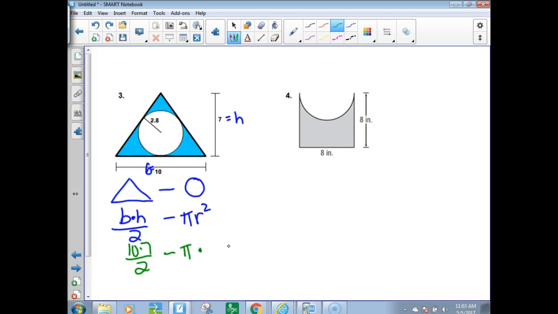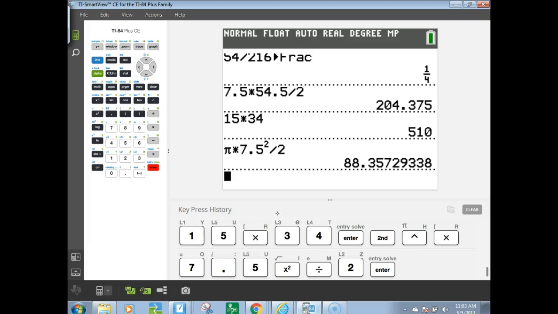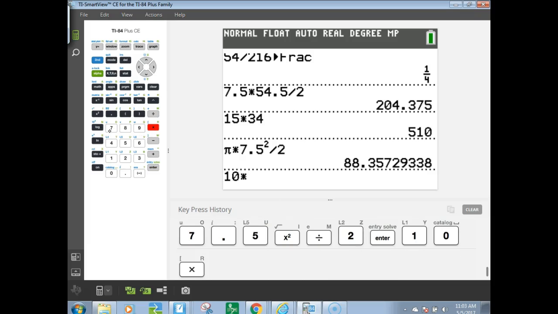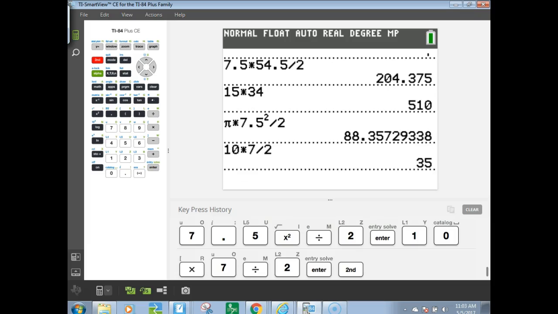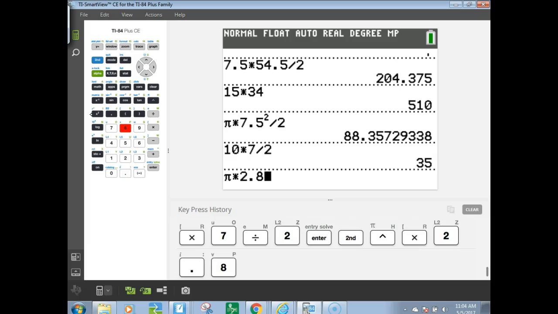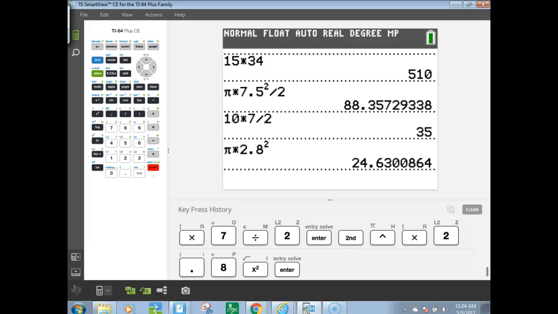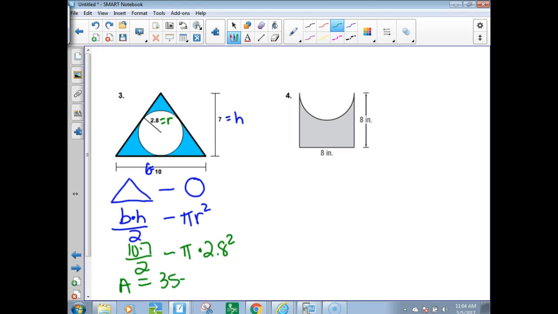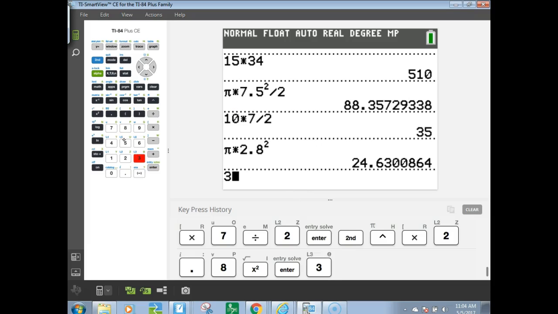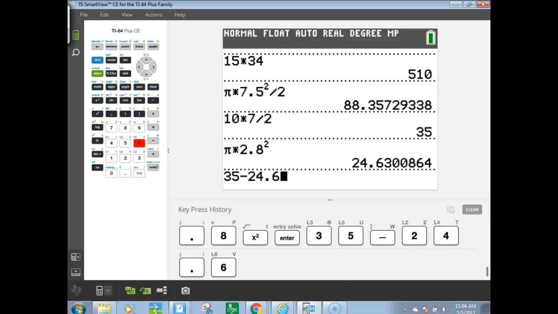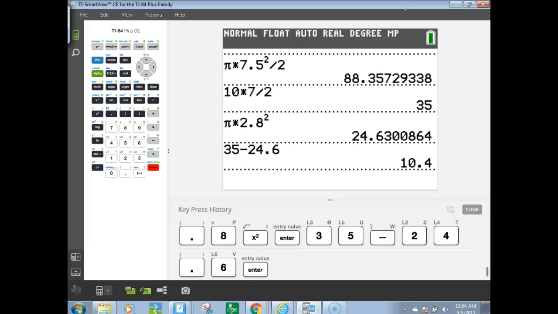minus pi times, what's the radius of that circle? Yeah, it is 2.8, so 2.8 squared. We can type that all at once if you want. 10 times 7 divided by 2 was what Kate said a minute ago, 35, right? So then I'm going to do pi times 2.8 squared. That'll be the circle part. I've got 35 minus 24.6, which is, I know somebody's done it already. It's 10.4, right? Thank you. Oh, square units.